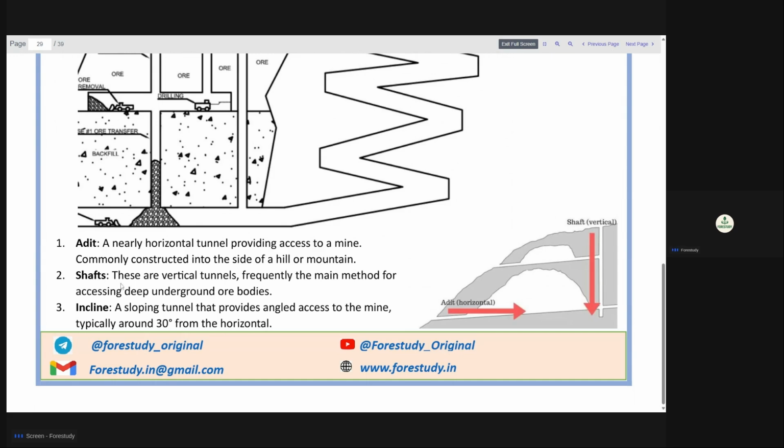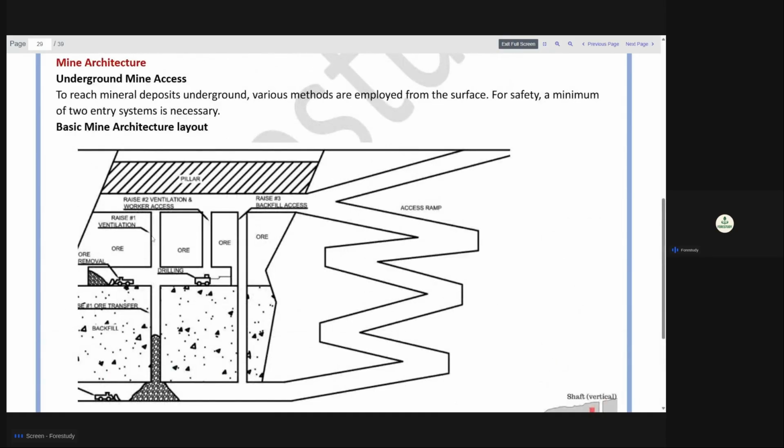Then we have a shaft. These are vertical tunnels, frequently the main method for accessing deep underground ore bodies. Okay, so you can see this is actually a shaft. This one is vertical access, and this horizontal access is actually an adit. Okay, I'll show you the diagram once again.